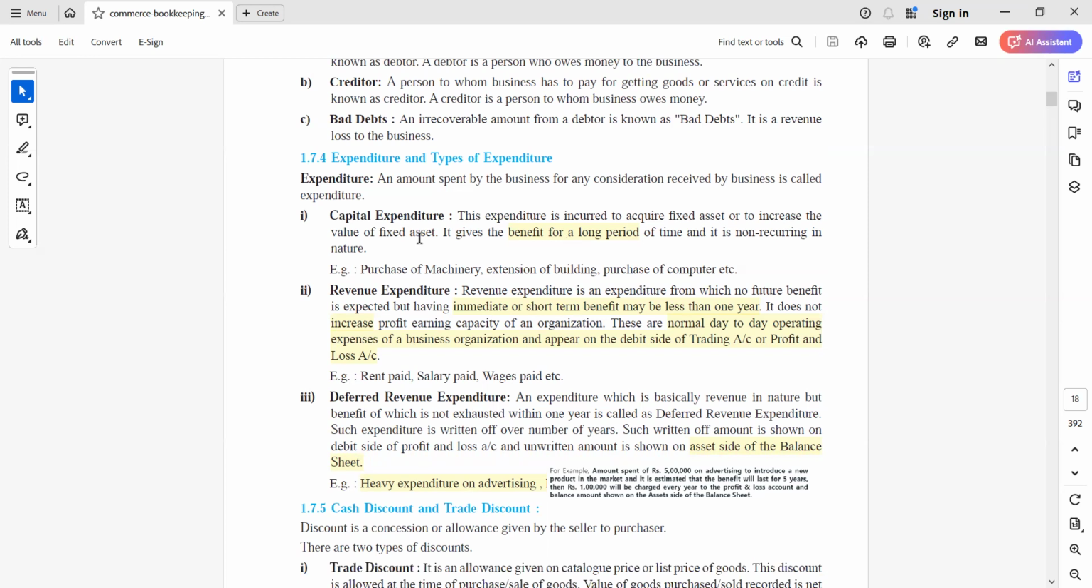Now what a fixed asset is, is important. Basically, a building is called a fixed asset. So let's understand the example. Even furniture is called a fixed asset. The asset which is not going to be consumed within 1 year normally, or which can be used for a longer period, is called a fixed asset, and expenditure for that is called a capital expenditure. So the expenditure incurred to acquire a fixed asset or to increase the value of a fixed asset.